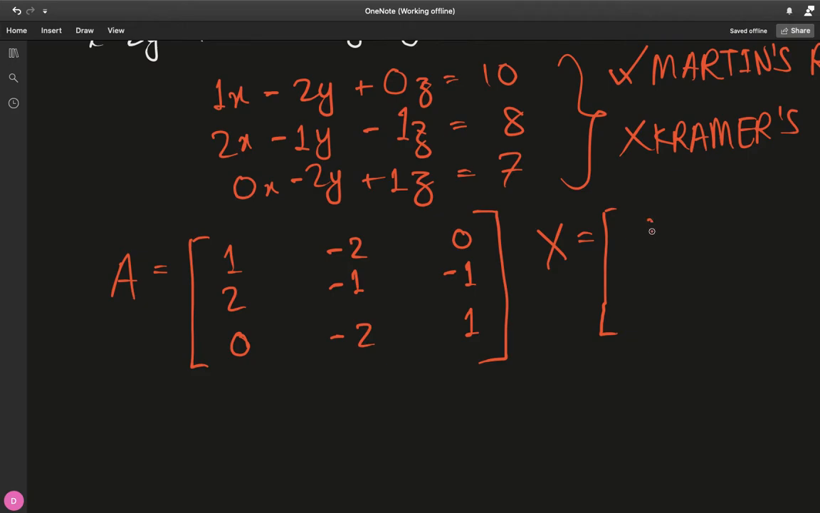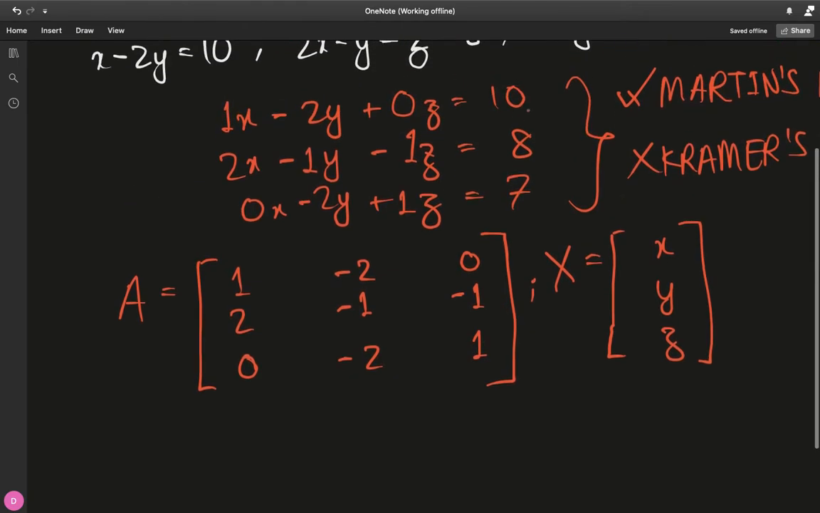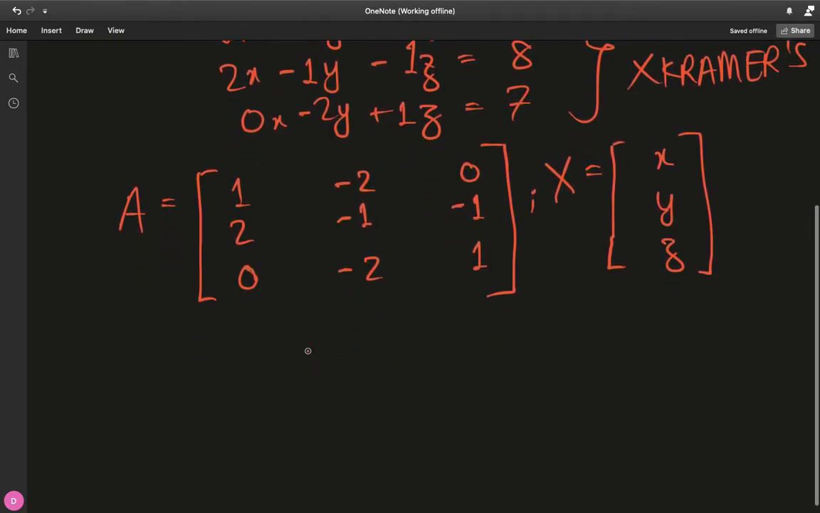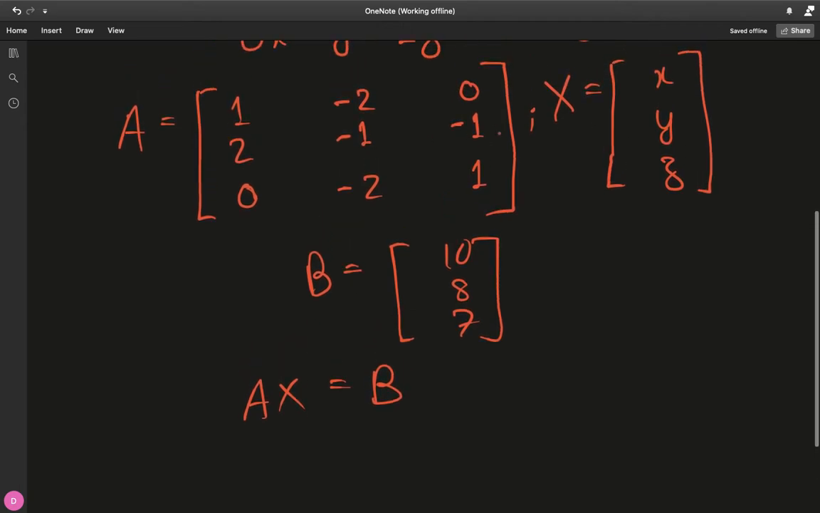So the first entry should be x in the first row, and then the second column was y, so y here, and then z here, like that. Order is important. Okay, that's A and that's X. And what about these remaining, 10, 8, and 7? You call that B, define that to be the column matrix of 10, 8, 7. So basically our system of equations can be represented by AX is equal to B. And you can multiply stuff and check that.